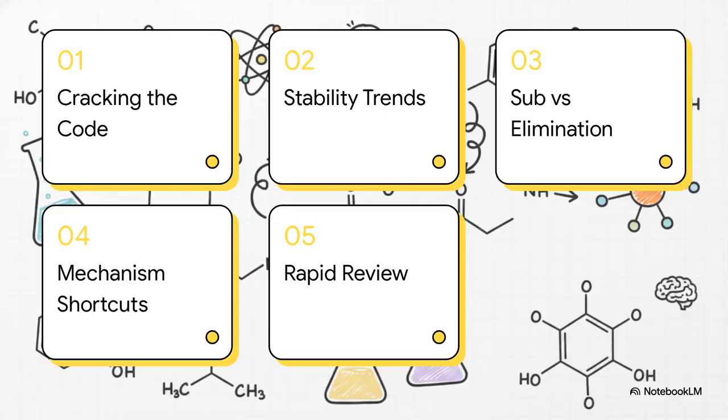So here's the exact roadmap for today's explainer. First, cracking the code. Second, critical stability trends. Third, substitution versus elimination. Fourth, mechanism shortcuts. And lastly, a rapid review. Let's get right to it.